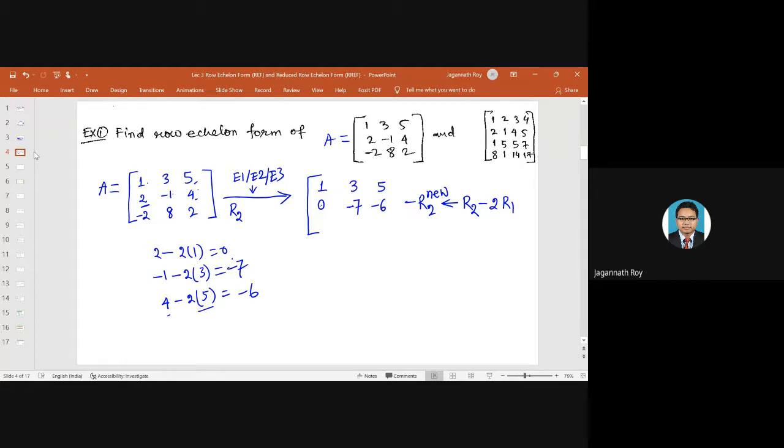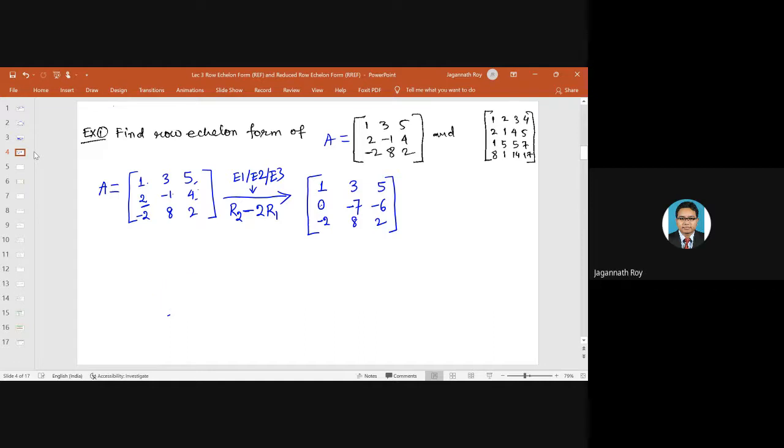And let us keep the third row as it is. Okay, we'll do one by one: minus 2, 8, and 2. So this operation we can write in a simple way as R2 minus 2 R1. Okay, so this operation is done. In the first step, we have got 0 in the desired position. The next step is to get 0 here.